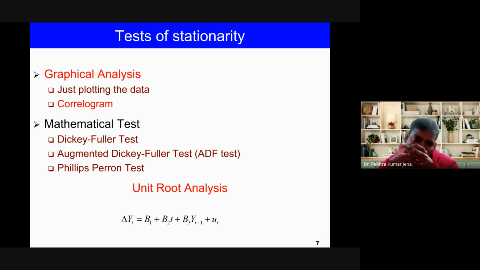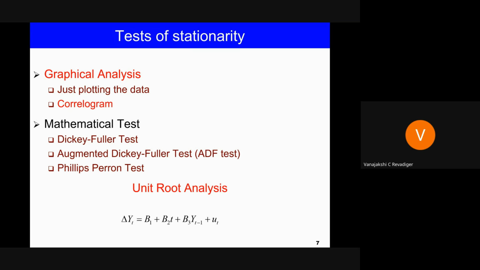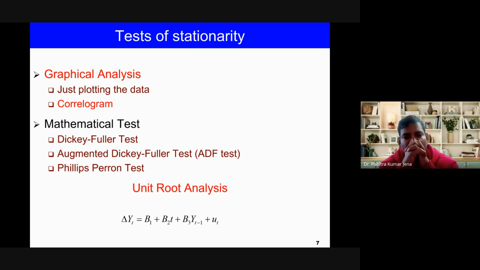Okay, are you getting my point? Yes, sir. When your distribution is not known to you, and you have not tested which distribution it is, you can use the Phillips-Perron test. Is it clear?